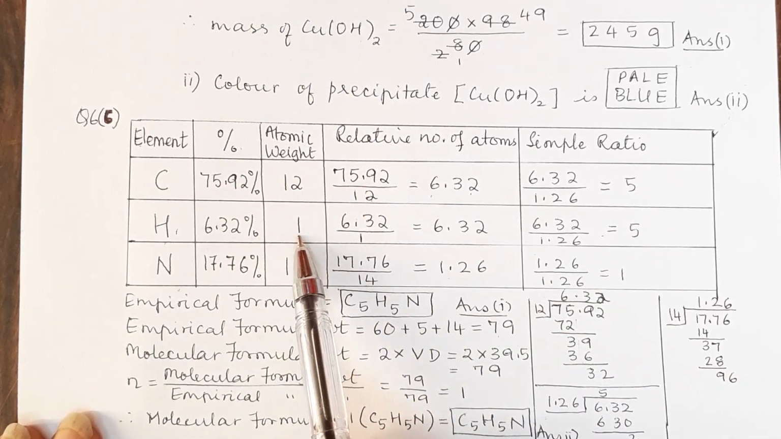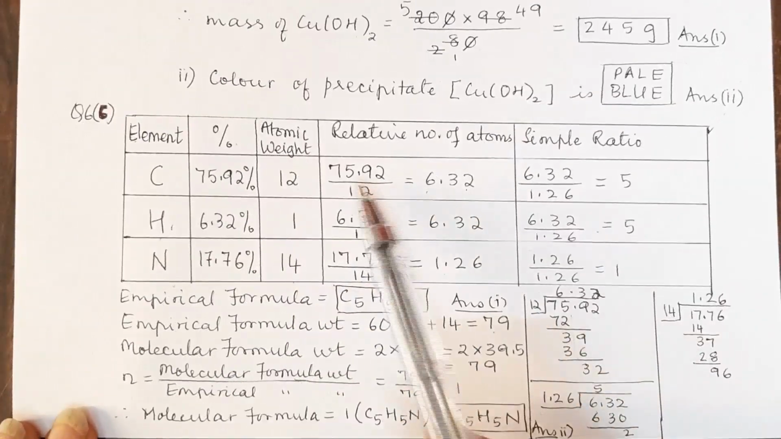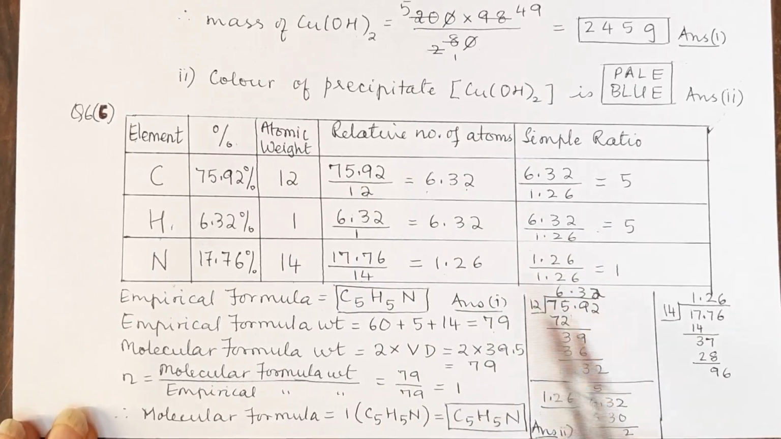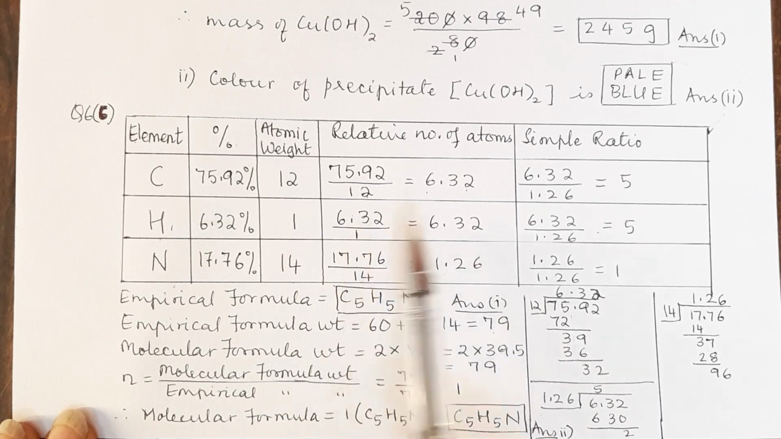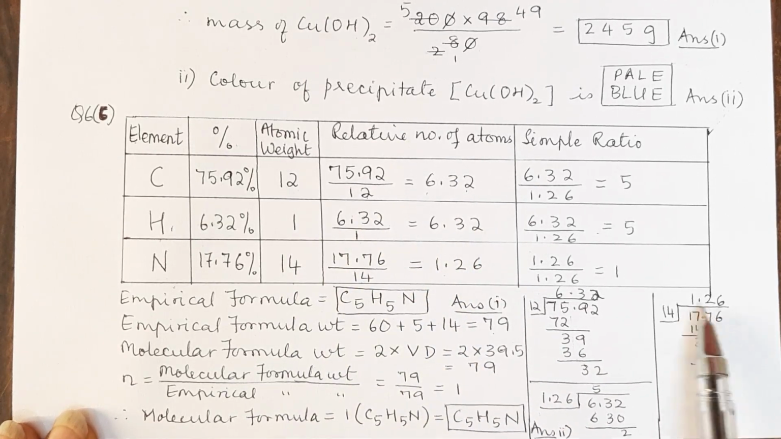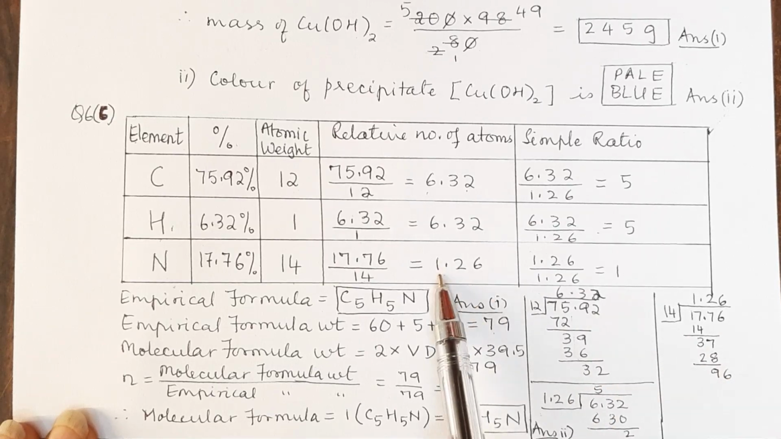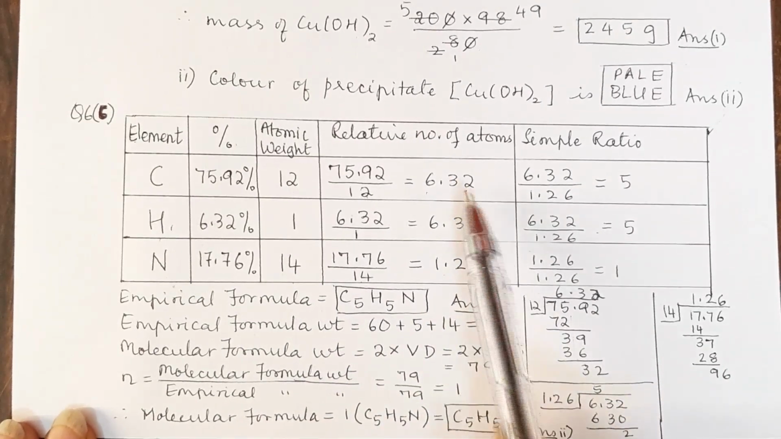Again percentage divided by atomic weight. Percentage divided by atomic weight, like so. The calculations I have shown here. 6.32, we are getting here again 6.32, and here you will see it is 1.26. You can see the calculations here, and so we write the quotients over here.